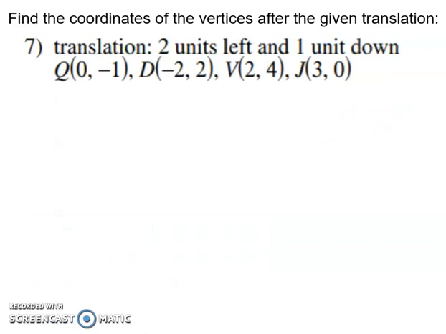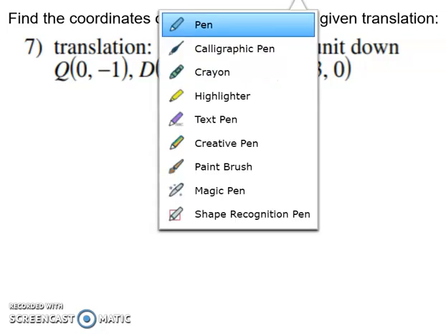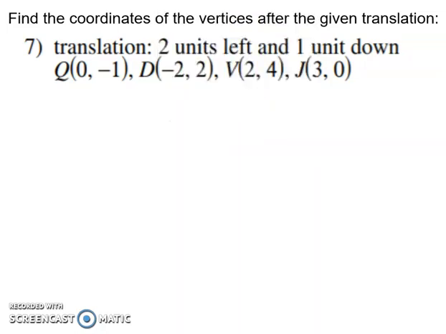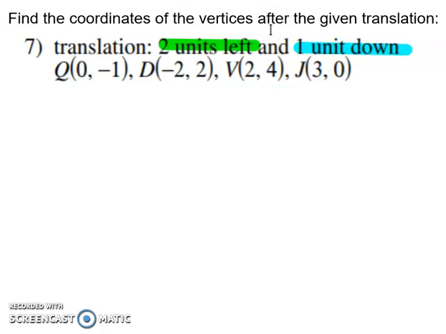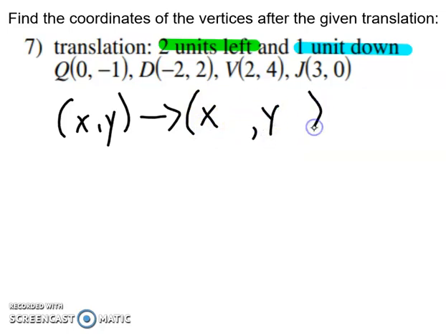In this example, it says find the coordinates of the vertices after the given translation. The translation is 2 units left and 1 unit down. What I recommend is we always want to write our rule first. So our rule always starts with x comma y, an arrow saying this turns into x plus or minus the change, comma y plus or minus the change.